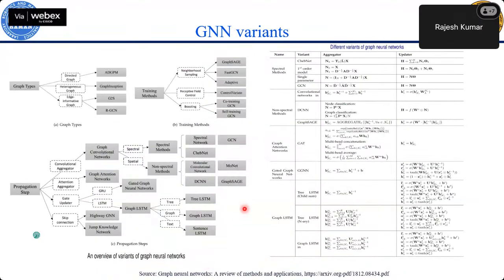So you can see here, this is a very good article. You can take the reference. It's available online. You can see here two options. These are the various methods like ChebNet, the aggregation method, and the updater method. They have played a role here. Like graph attention, they have used aggregation as the graph attention part here. They have used the updater like this. In tree LSTM, they have used LSTM in the updater part, and the aggregator part is a different one. So there are various combinations, and that's how people have developed GNN variants.